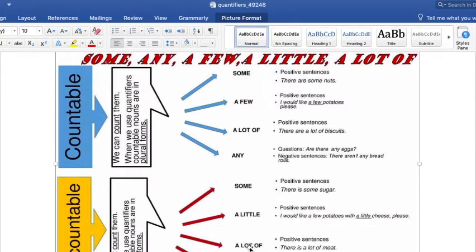A lot of. A lot of is also used with uncountable, mucho o mucha. There is a lot of meat. Hay mucha carne.